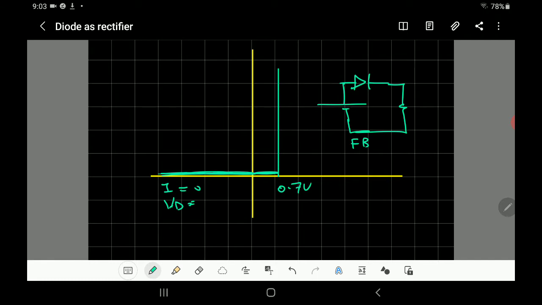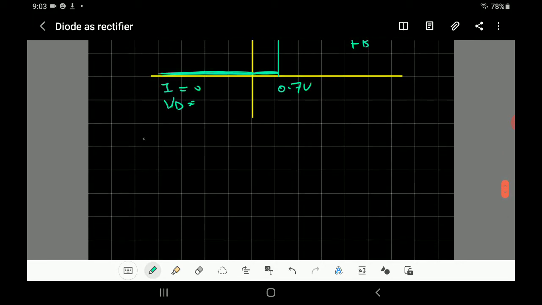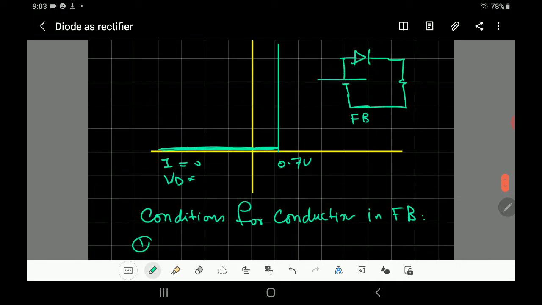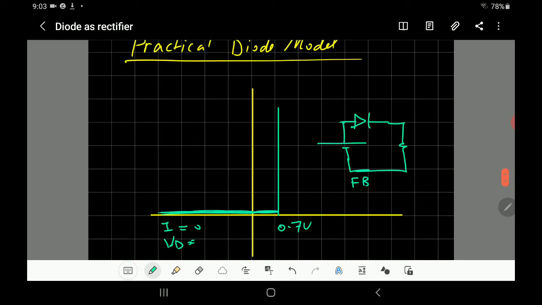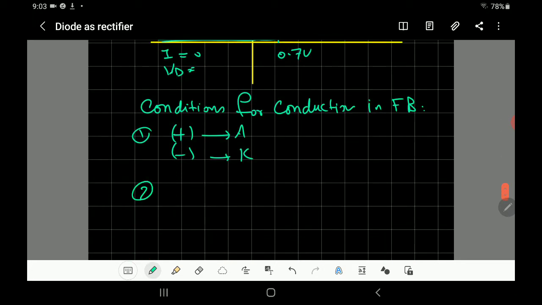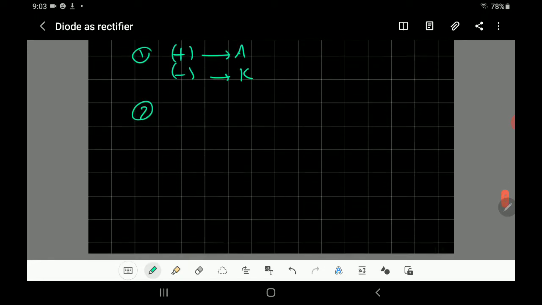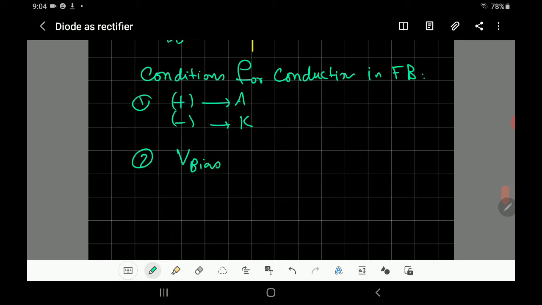We'll say now forward bias, to make the diode conductive, you have 2 conditions, not 1 condition. The condition for conduction in forward bias, two conditions. Number one, forward bias, you have to connect the positive to the anode and negative to the cathode. And that's what's happening, but it's not enough. The second condition, it has to reach 0.7 volt. The bias voltage should be greater than 0.7 volt. Now I have two conditions.